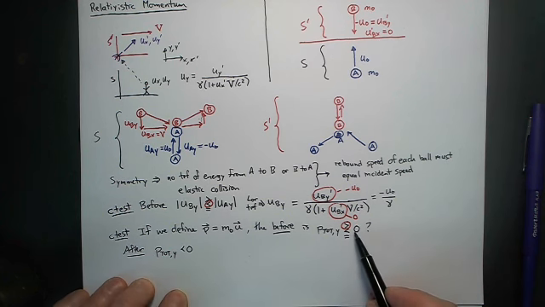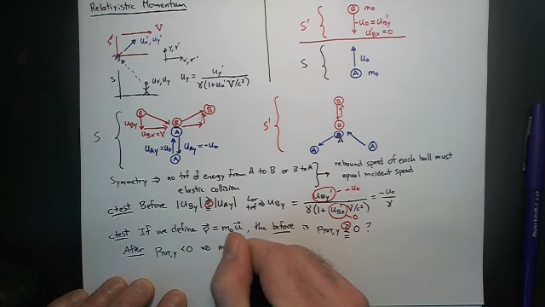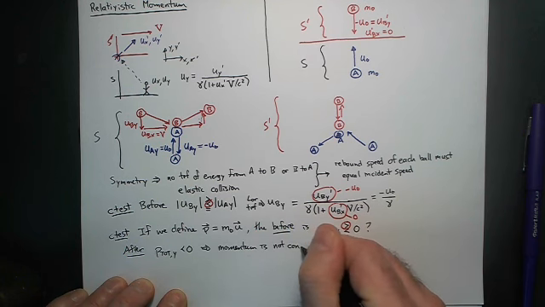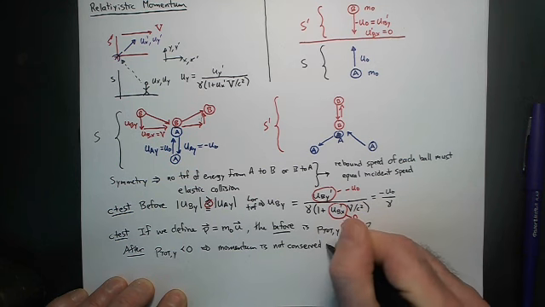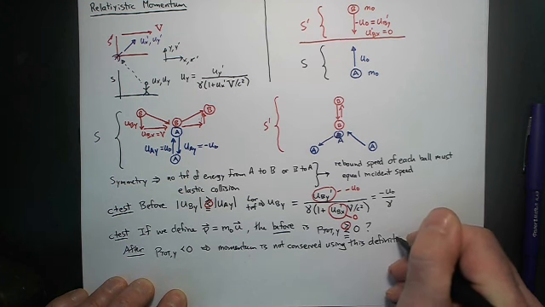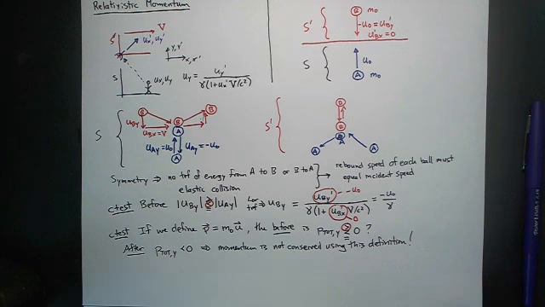So before the collision, positive momentum. After the collision, negative momentum. That means that momentum is not conserved if we use this definition. Now that should be a bit of a shock. Conservation principles are the most important things in physics. In fact, we physicists like them so much that we're willing to make little tweaks, if necessary, to preserve the conservation principle rather than just abandoning it.